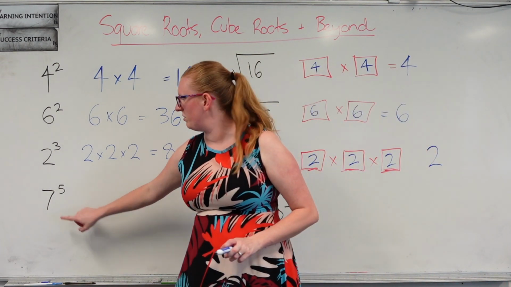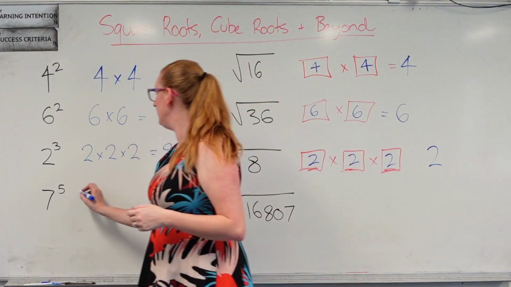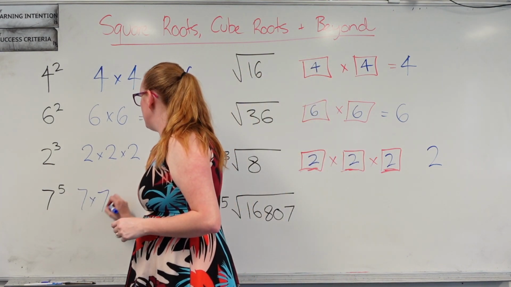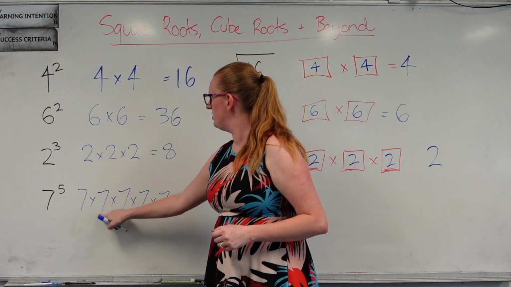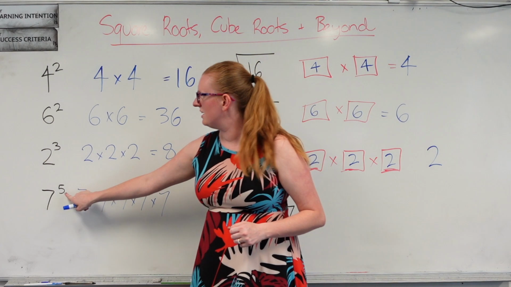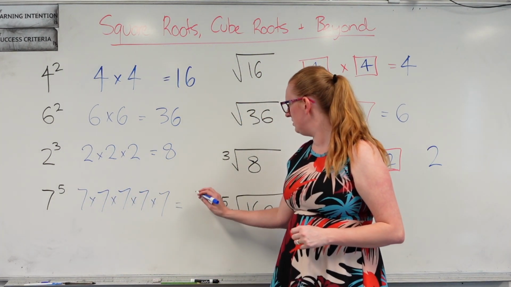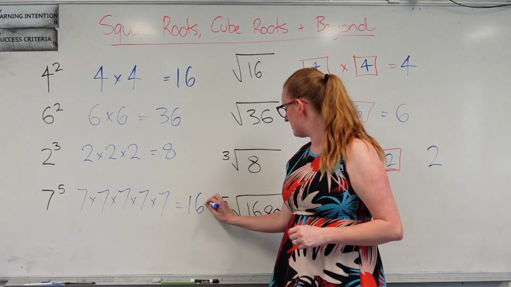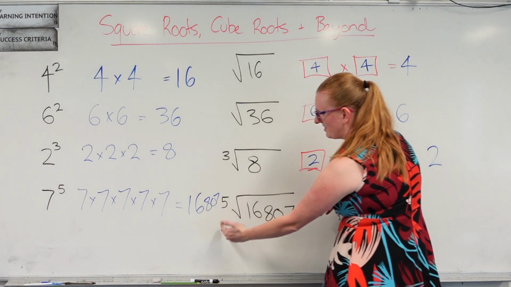Whereas here we've got 7 to the power of 5. If I was to write that in expanded form, that would be 7 times 7 times 7 times 7 times 7. 1, 2, 3, 4, 5. Because remember that indice tells us how many 7s there are. Awesome, so that would equal 16,807.